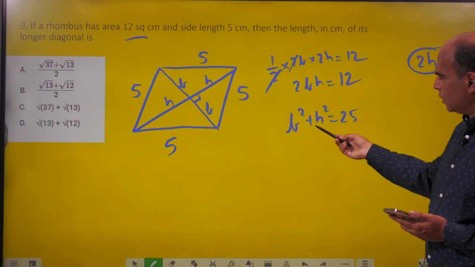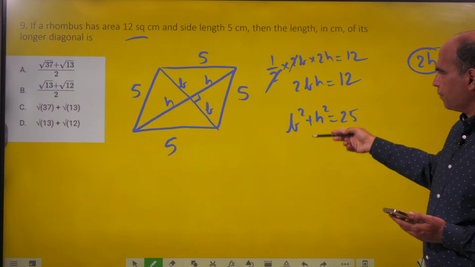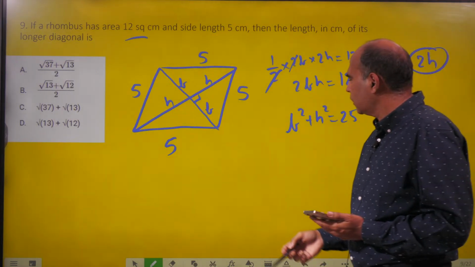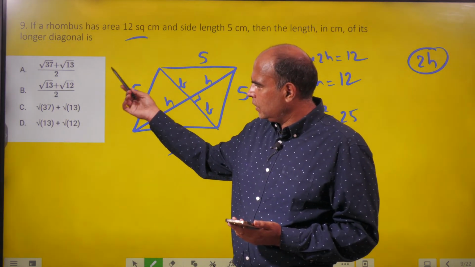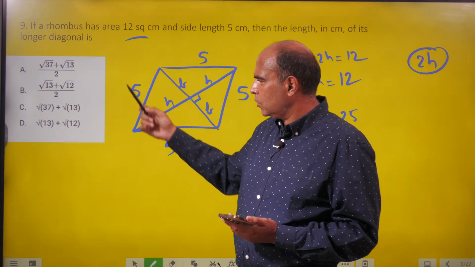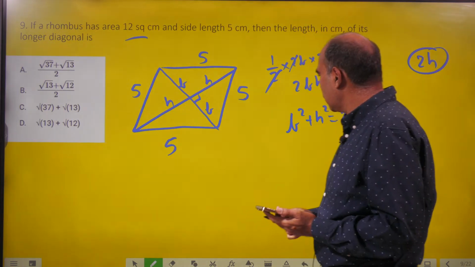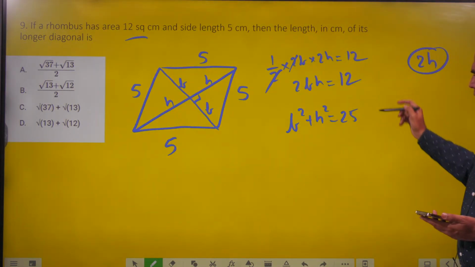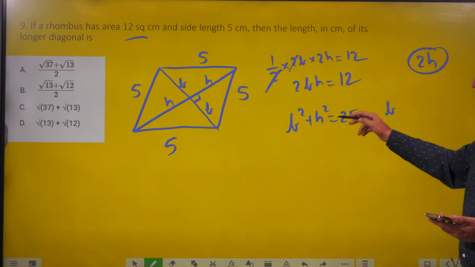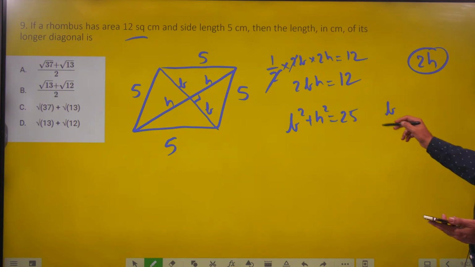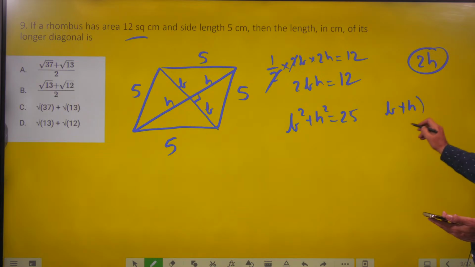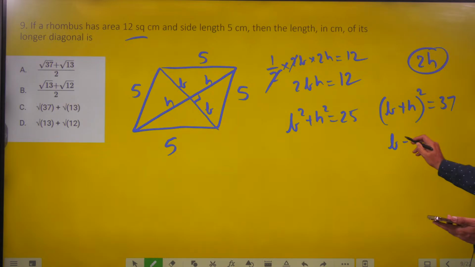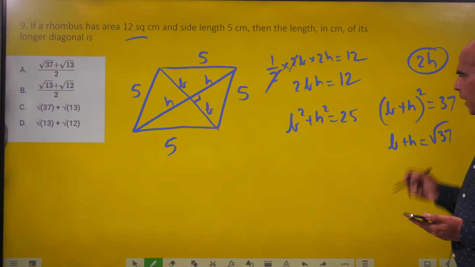So if you add these two, and you can see the options are root 37 plus root 13 by 2, root 13 plus root 12. So it's got something to do with square roots. If you add these two expressions, you get b square plus h square plus 2bh is equal to 37, which basically means b plus h whole square is equal to 37, which tells me that b plus h is equal to root 37. That's the first reaction.